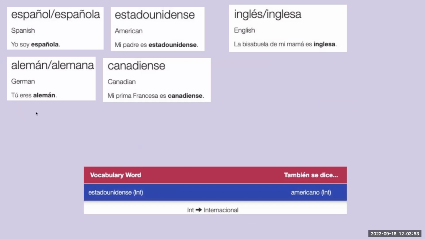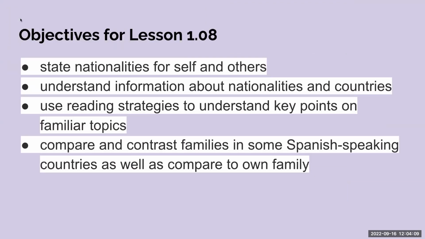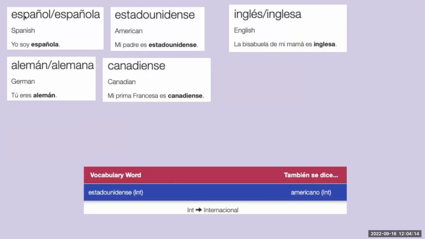One thing about nationalities is we never, ever capitalize nationalities in Spanish. We capitalize the name of the country, but we don't capitalize the nationality. So if a person is from Spain, but they're Spanish, we'd say español for a man, or española for a woman. Yo soy española, I am Spanish, meaning I'm a Spanish woman.